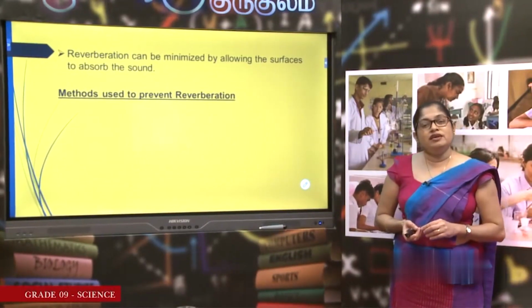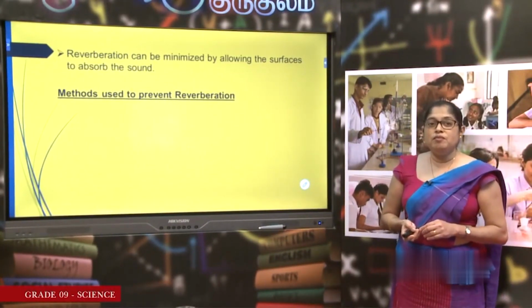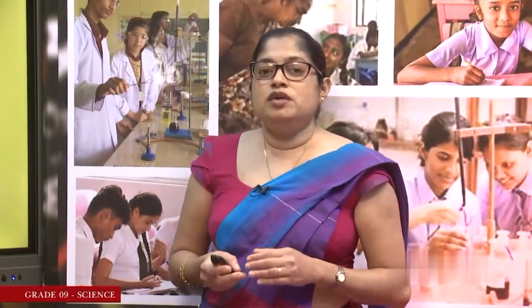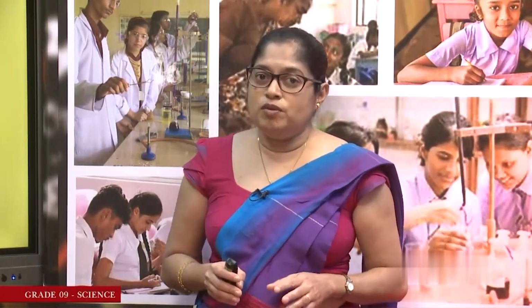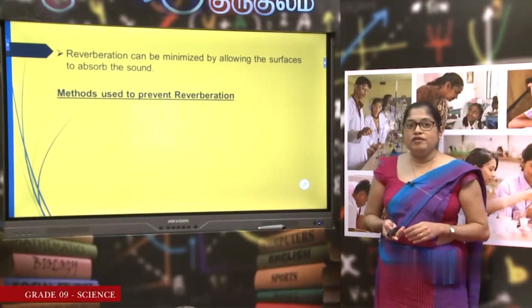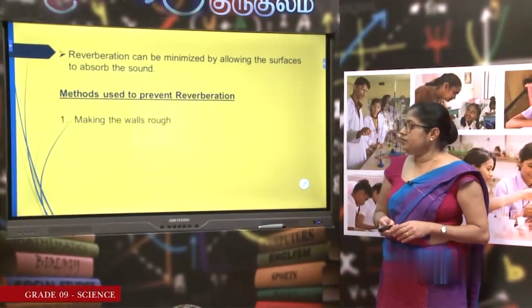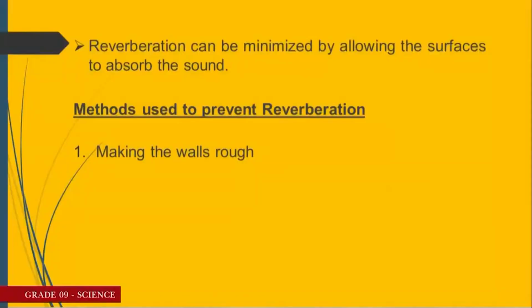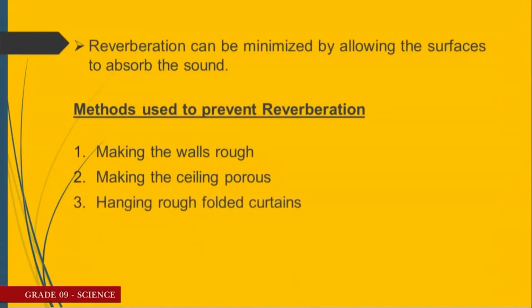If you want to hear a clear sound, you have to minimize reverberation. To minimize reverberation, you have to stop or reduce the reflection of sound. That can be done by absorbing the sound. So, let us see some methods to prevent reverberation. By making the walls rough, making the ceiling porous, and by hanging rough folded curtains, you can allow sound to be absorbed without reflecting, so that you can get a clear sound.